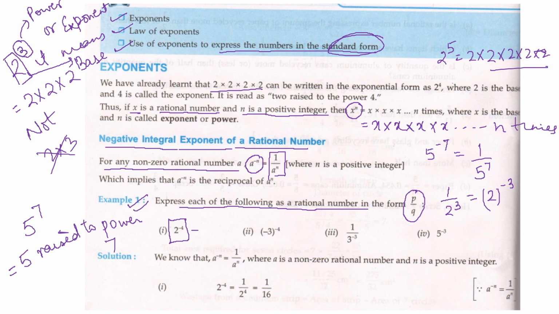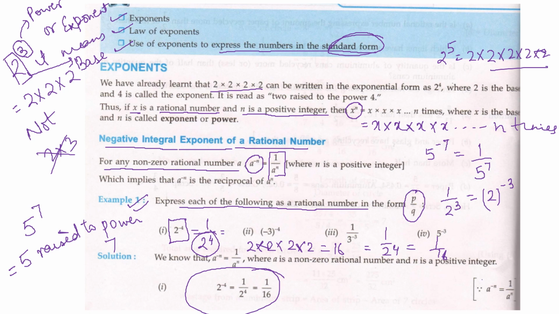So just now I told 2 to the power minus 4 can be written as 1 by 2 to the power 4, isn't it? And 2 to the power 4 means 2 into 2 into 2 into 2. That is what? That is 16. So then 1 by 2 to the power 4 will be 1 by 16. This is your answer. Clear? You always have to remember when an exponential form is given with a negative power, you invert it, okay, and then the power will be positive.